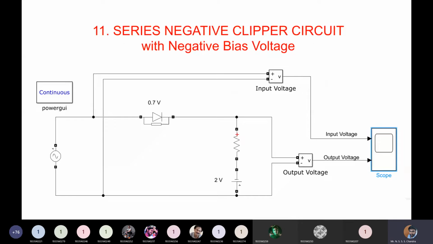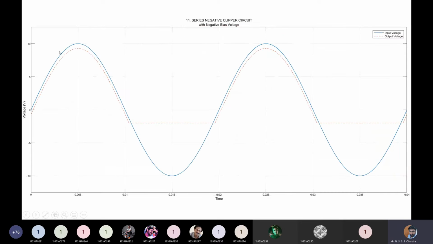So this is a simulation circuit, and here you can see that the maximum positive peak voltage is around 9.3. This difference is nothing but your diode forward drop voltage, that's around 0.7 volts. So this is 9.3, this is 10 volts. When the diode is not conducting, you have the voltage equal to minus VDC. So this value is equal to minus 2 volts. Here is your 0, and this is your minus 2 volts.